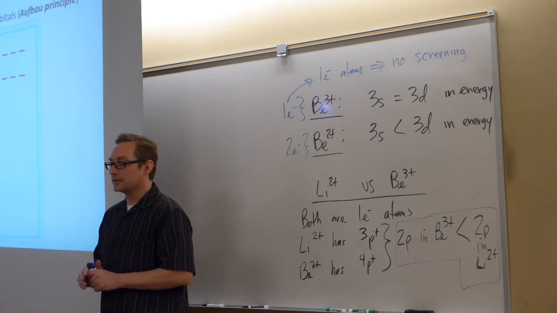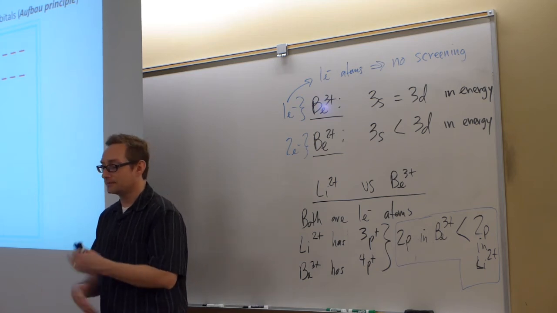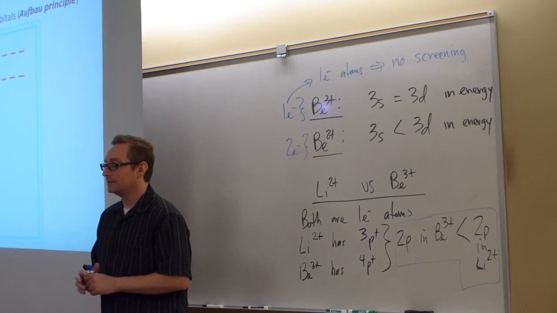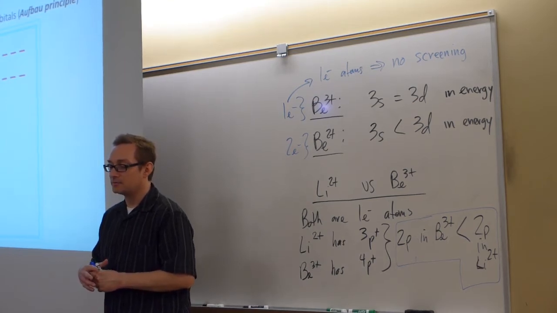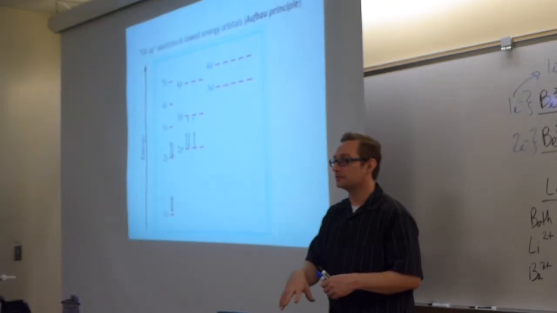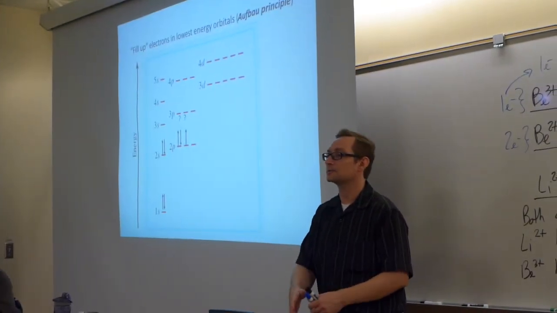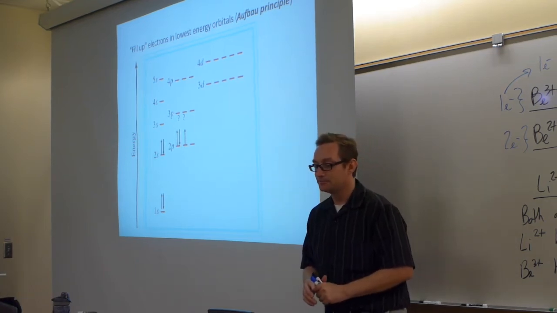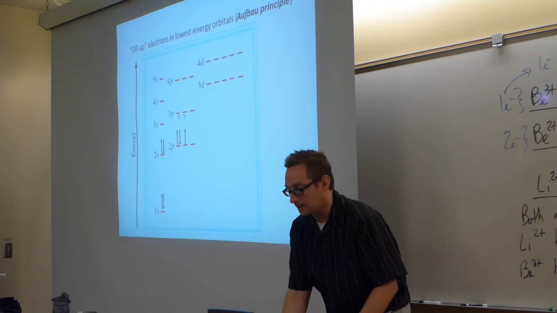When you do electron configurations, I've been saying this for a while, but not really pointing to it specifically. We have this principle called the Aufbau principle, which says that when you fill electrons into atoms, they always fill the lowest energy orbitals first, and they fill up. That should be familiar from Chem 107.